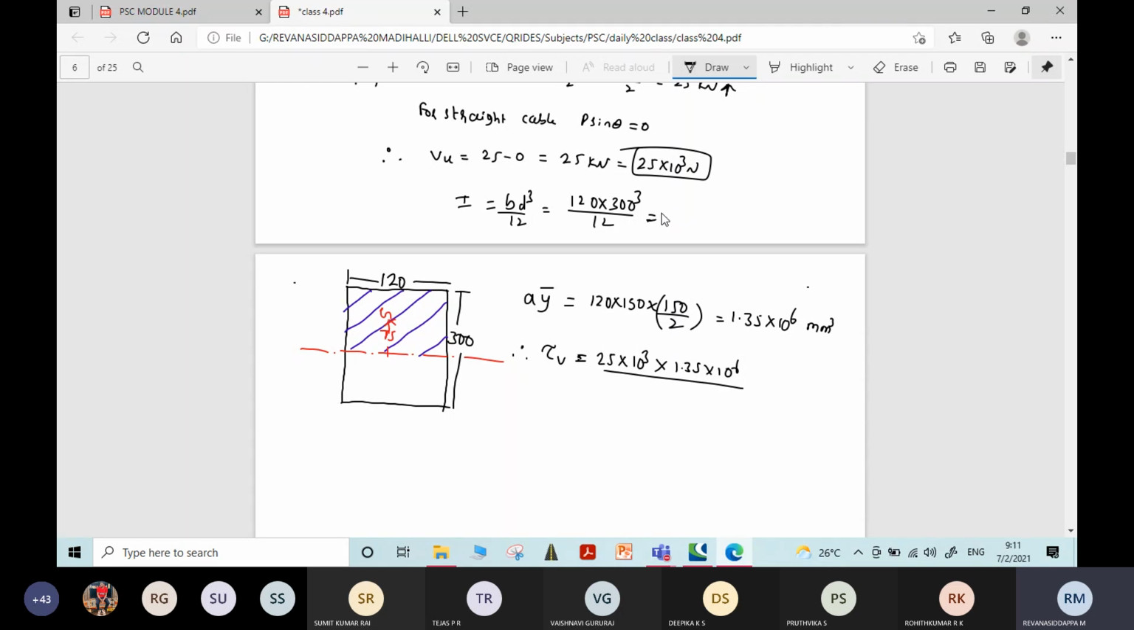270 into 10 power 6. Yes, 270 into 10 power 6 mm4. Therefore, I is 270 into 10 power 6 and b is 120. What is the shear stress value?